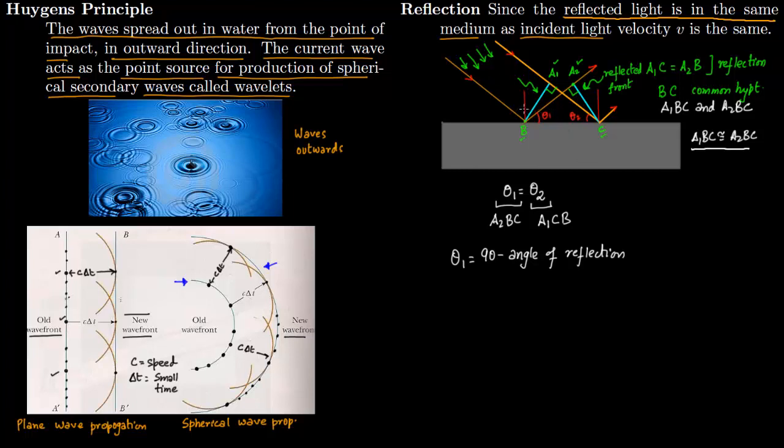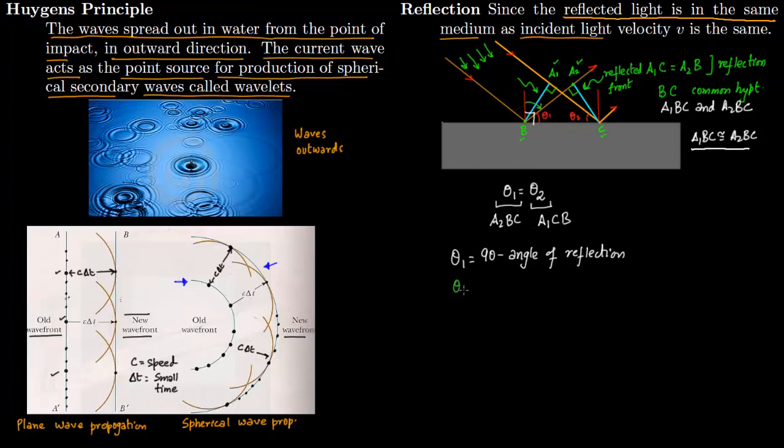So you measure angle of reflection from the normal. So this red line is the normal, this angle is 90 degrees. So this is the angle of reflection. The ray is incident like this, and this is the angle of reflection. 90 minus angle of reflection is equal to theta 1. Or you can say angle of reflection is equal to 90 minus theta 1. Anyway, theta 1 plus angle of reflection is equal to 90 degrees.